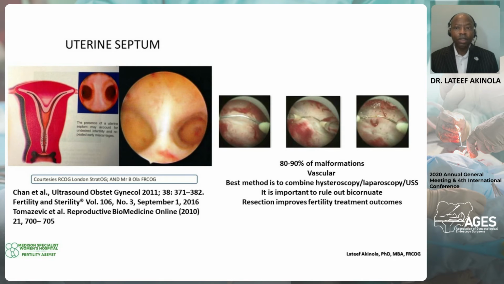It is important to rule out bicornuate uterus in these cases, and you have to depend on preoperative diagnosis using 3D ultrasound scan, or in some cases MRI or laparoscopy as well.